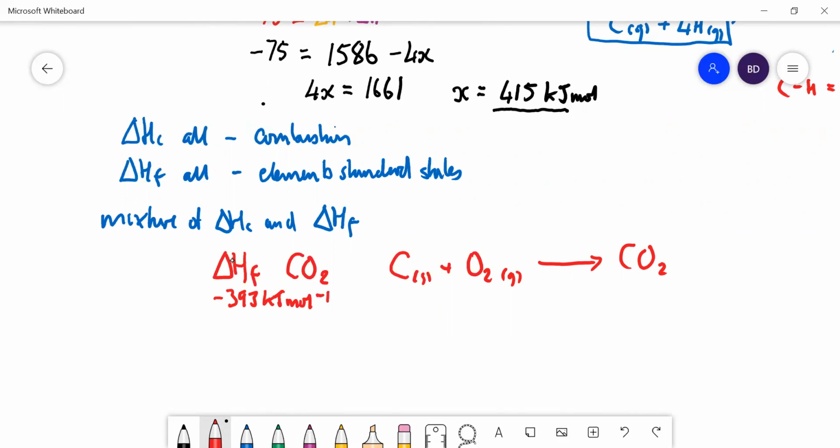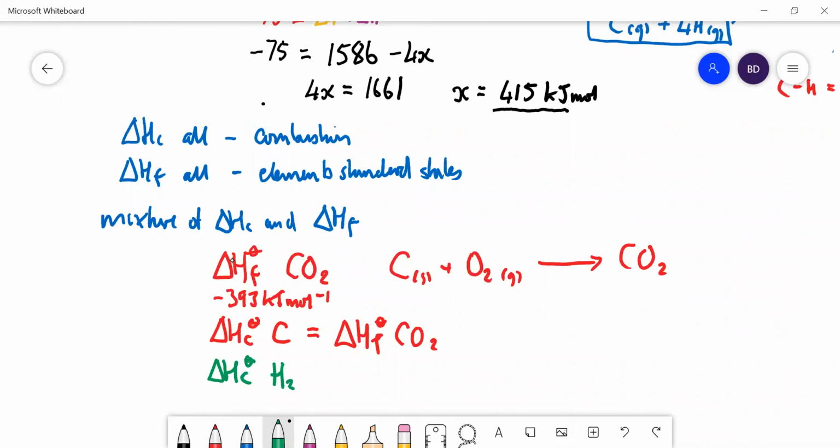But what else are we doing there? Instead of thinking of it as the delta HF of CO2, you could think of that as being the delta H combustion of carbon. That's exactly the same thing as delta HF of CO2. And the other one which they do like that, if you think what is delta H combustion of hydrogen, what's that equal to? Well, when you combust hydrogen, what do you get? You get H2O, you get water. So that is equal to delta HF of H2O.